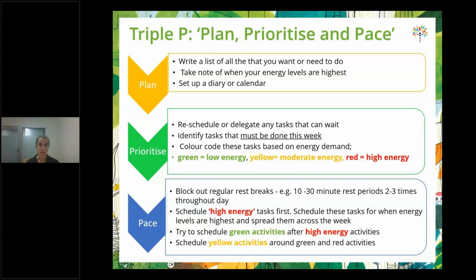The other part of the plan phase is getting a system that works for them. So setting up a diary or a calendar, can be a physical diary, could be a digital diary, whatever works best for that individual, but finding one system that they can consistently access and use and that works well is important. The second step is prioritising.